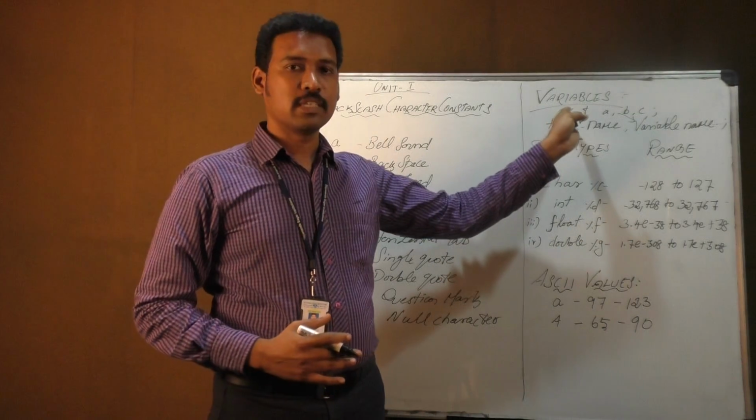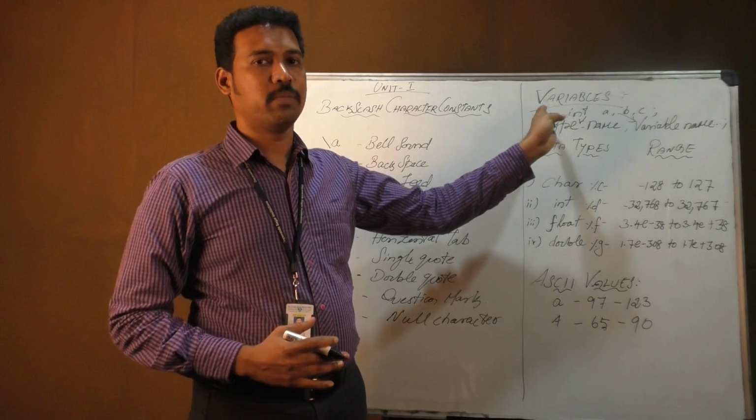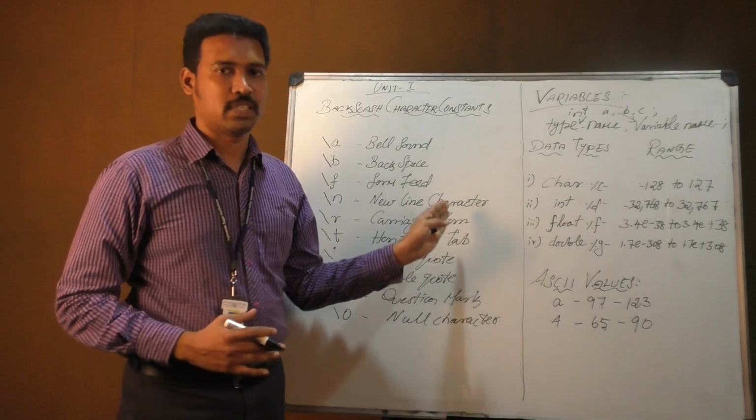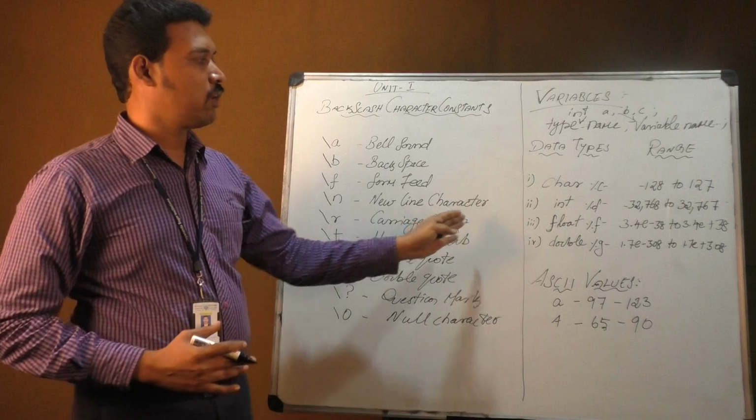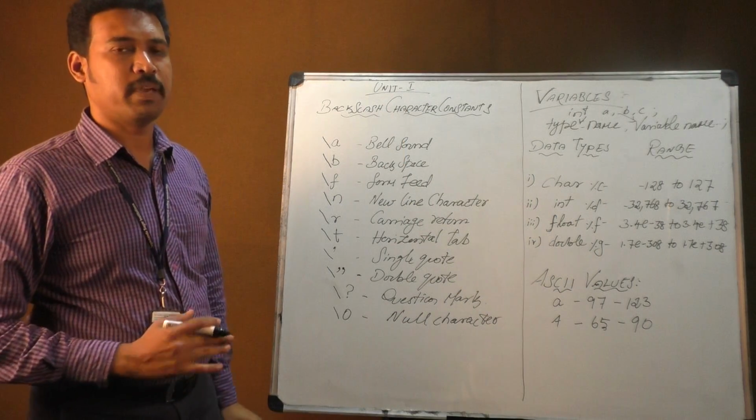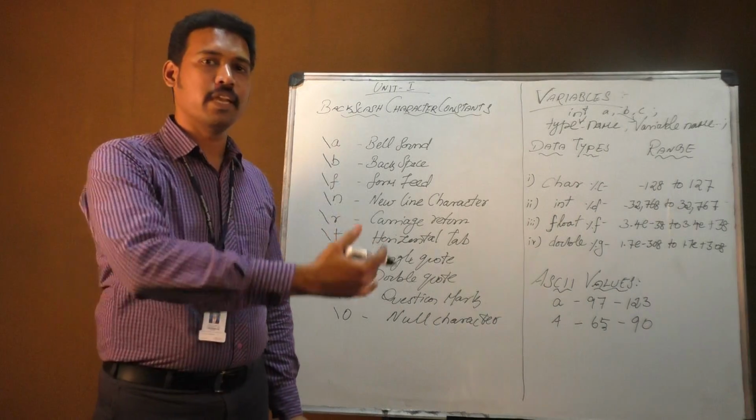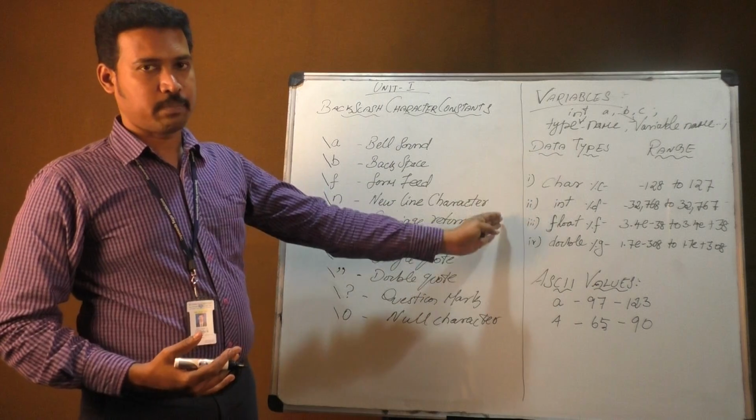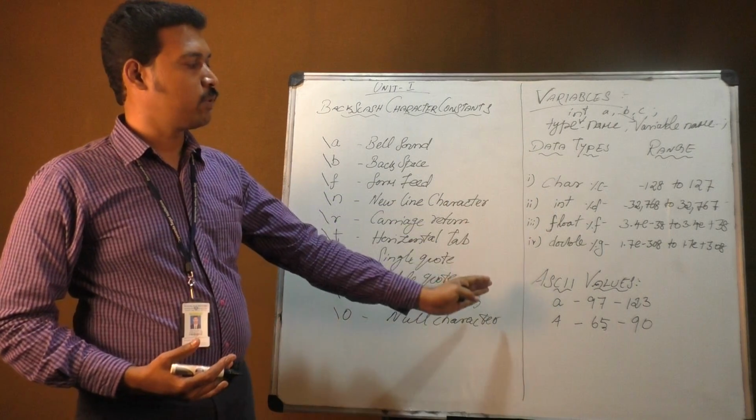As we discussed the general syntax for a variable, we are going to discuss different data types. The four major data types available in C are character, integer, float, and double. These are the basic data types. Apart from that, many other data types are there, which we'll discuss later. Now we will discuss the basic data types: character, integer, float, and double.